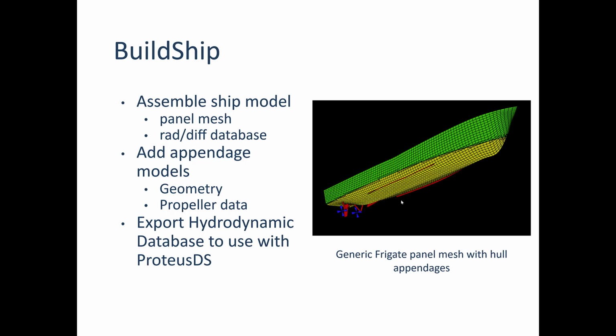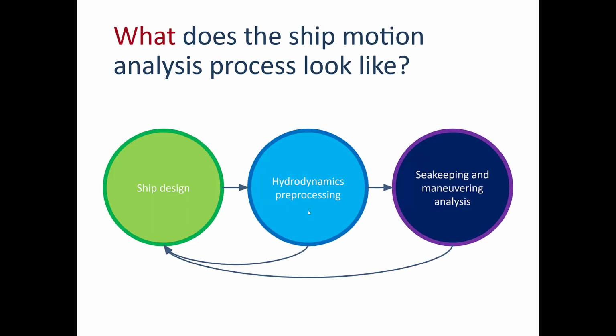What is a very slow process to go through is if you change the hull geometry of the ship and then you need to recompute the radiation and diffraction loads. That takes a while, but then that's the process you would go through, loading it up in build ship here and then using the build ship model in your sea-keeping motion analysis. So you can see that's why we were looking at both ship design and hydrodynamics pre-processing together.